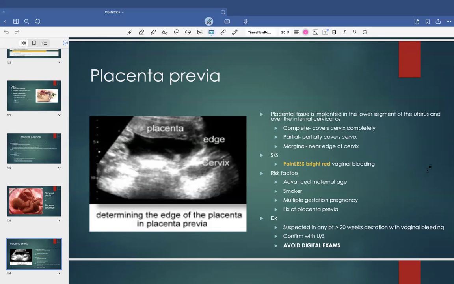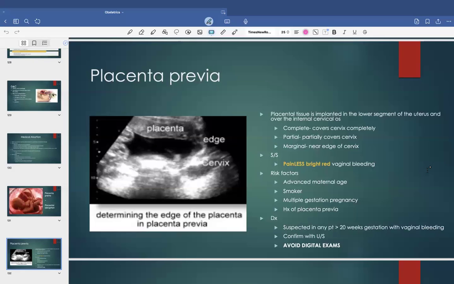There are three types: complete, which covers the cervix completely; partial, which partially covers the cervix; and marginal, which is near the edge of the cervix. Signs and symptoms of placenta previa: painless, bright red bleeding.